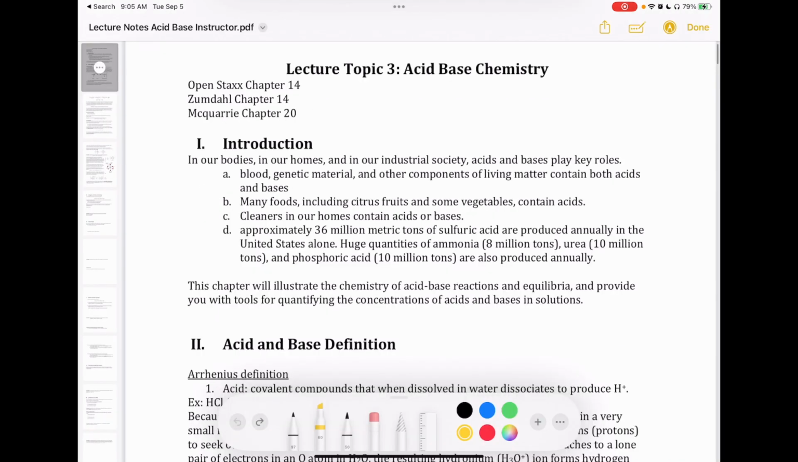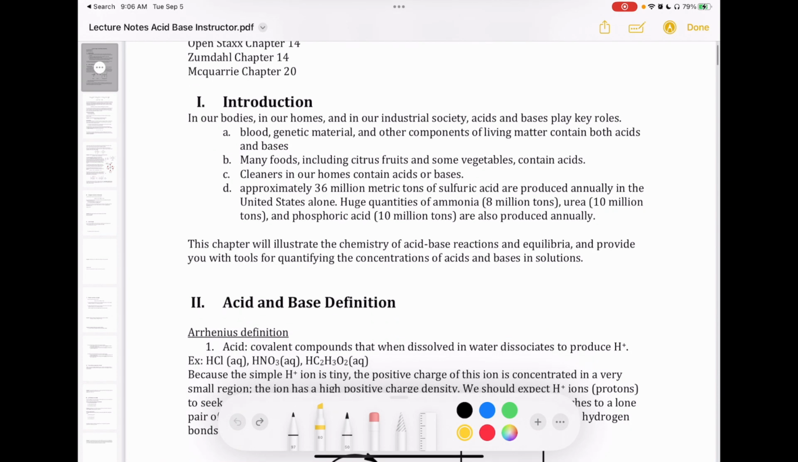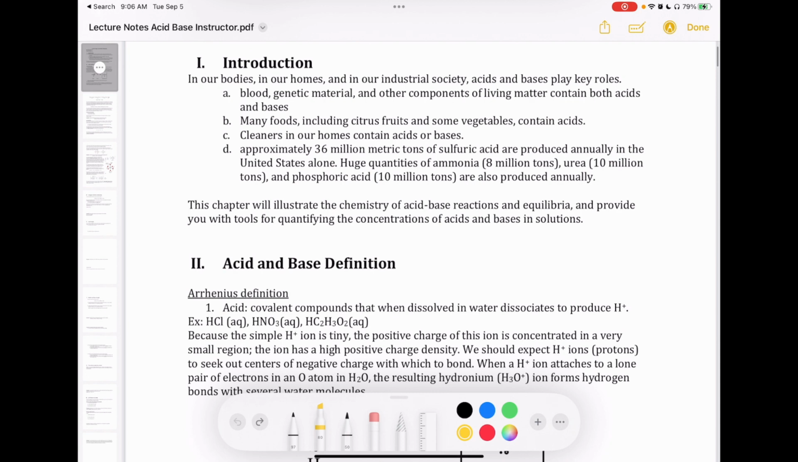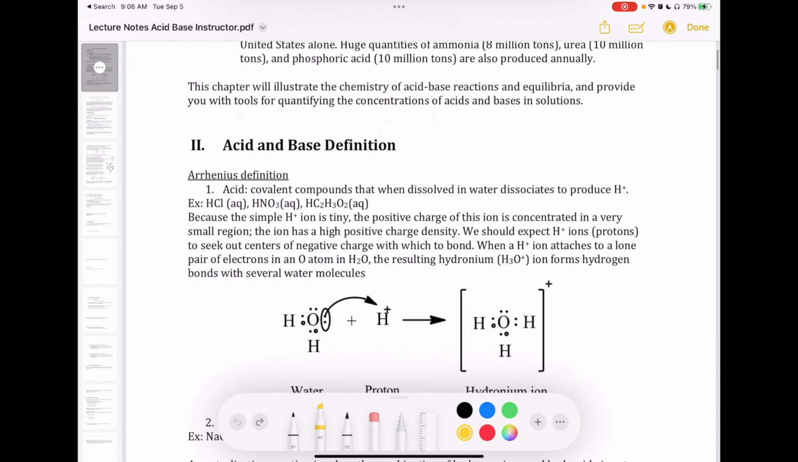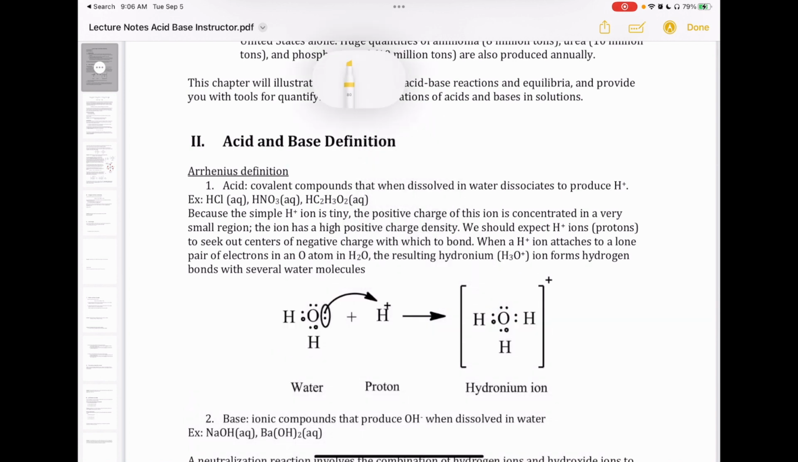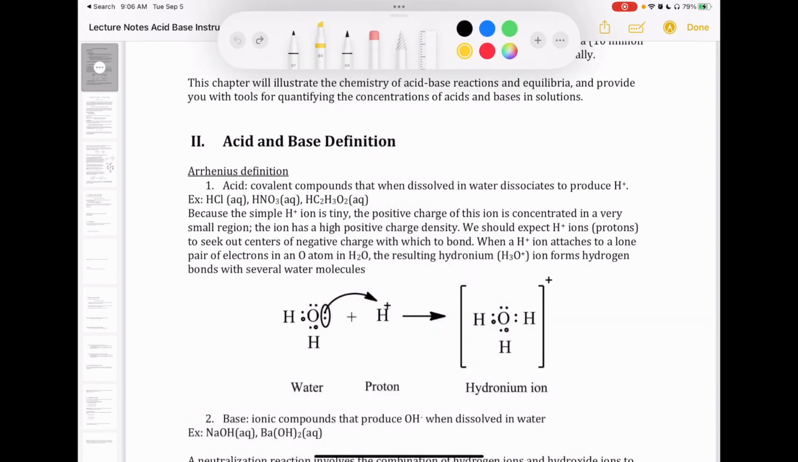In addition, we also have foods that we eat and the different types of solutions that we use at home, like for cleaning and for other purposes. They are all examples of acids and bases, and that's why understanding acid-base chemistry is going to have important applications in any type of chemistry you go into. So the first thing we want to talk about is just the definition of acids and bases. It turns out there are three different definitions, and this went in chronological order.